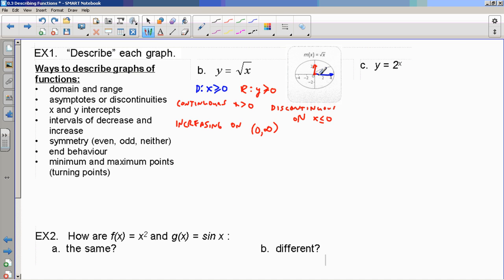Symmetry, even, odd, or neither. Well, this we'll have to get more practice at, but is this symmetric at all? It's not even because there's no graph on the other side of the y-axis. This one's neither.